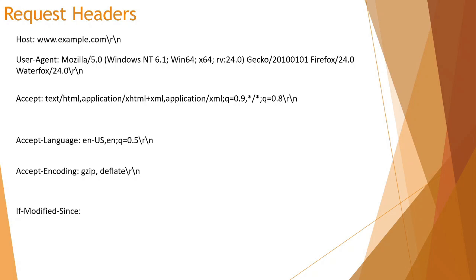Similarly, the client will give the user agent information, which is related to the browser details, what type of browser the client is using. And similarly, it will send the accept header, which contains information like what type of files or what type of coding the client will support.